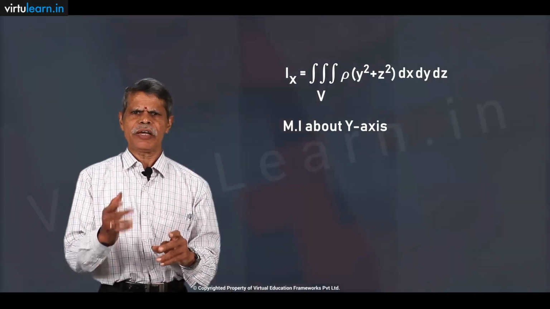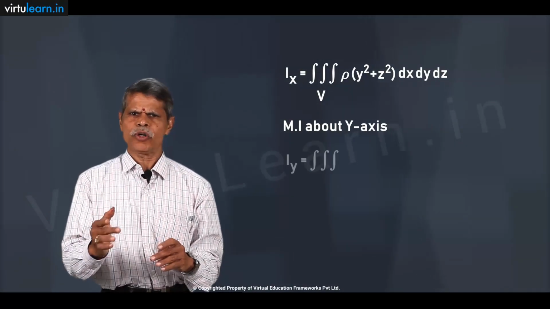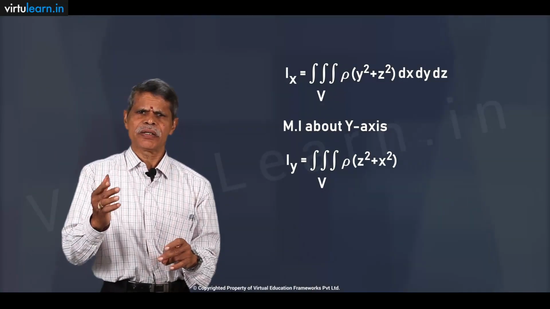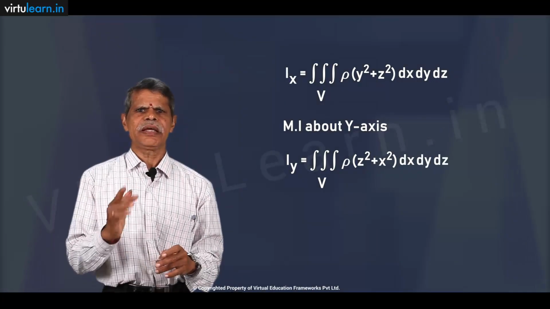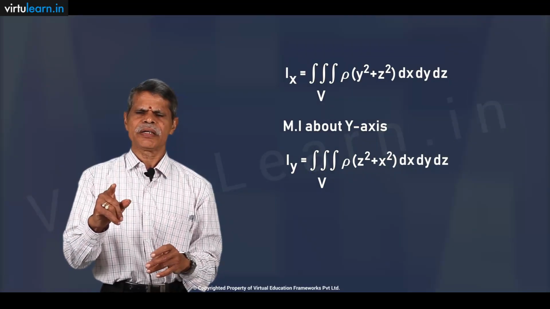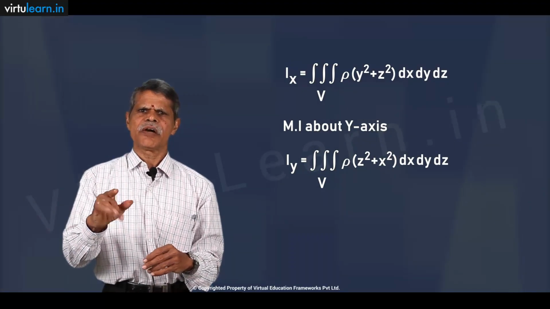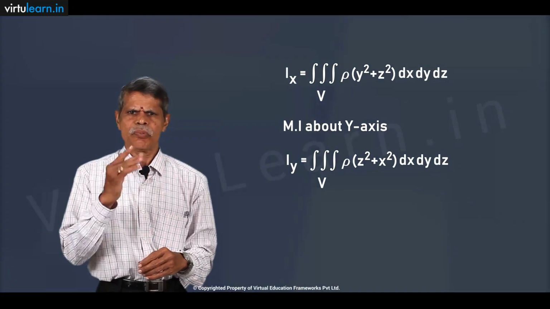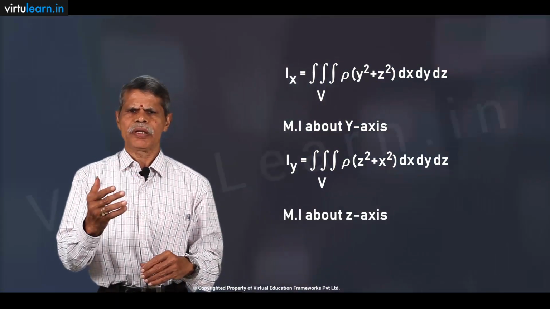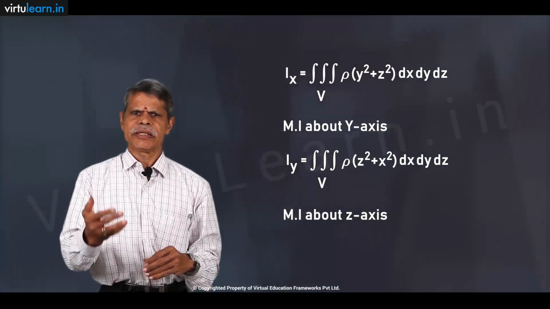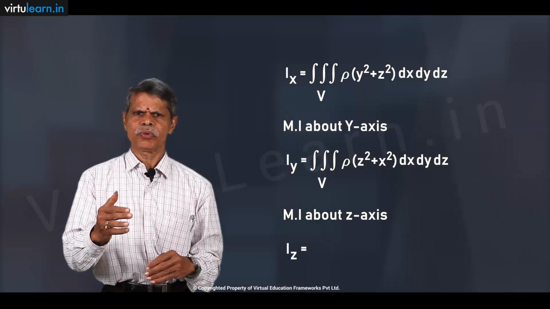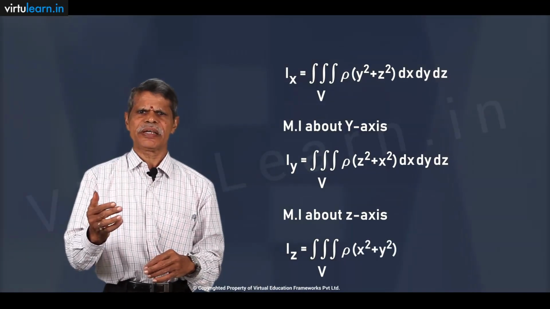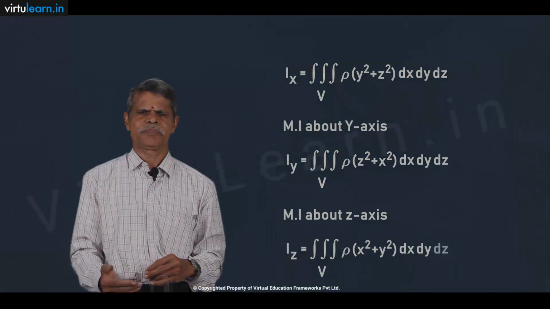That is defined by the triple integral over V of rho into z square plus x square dx dy dz. Here z square plus x square is the square of the distance of any point (x, y, z) from the y-axis. Now the moment of inertia of the body about the z-axis is defined by Iz is equal to the triple integral over V of rho into x square plus y square dx dy dz.